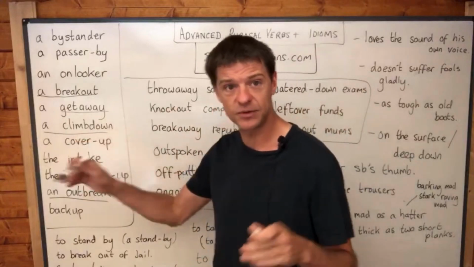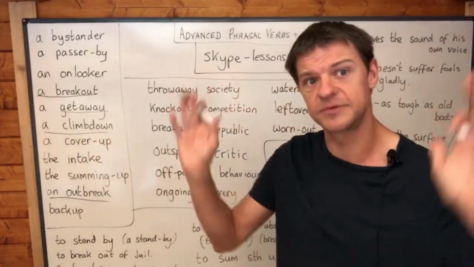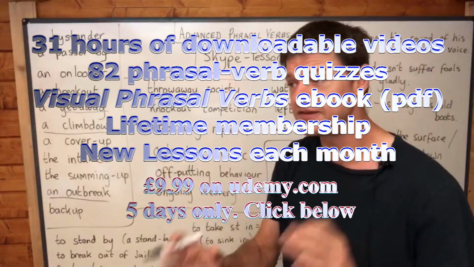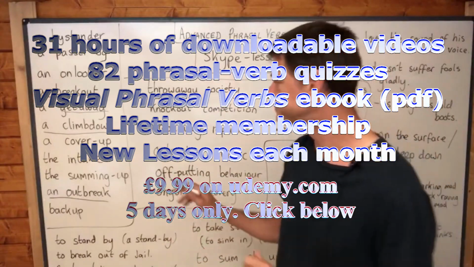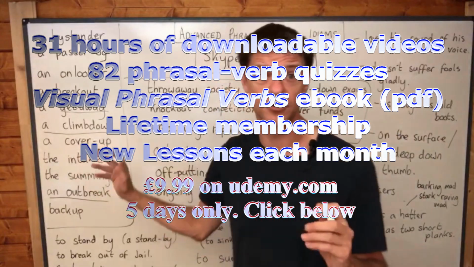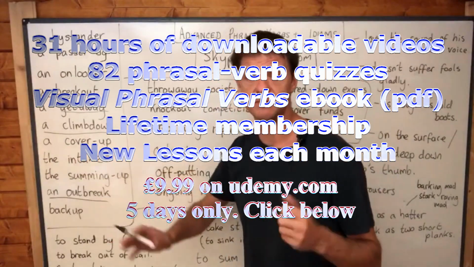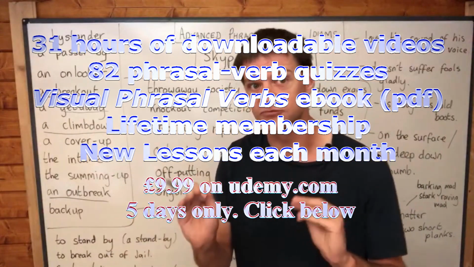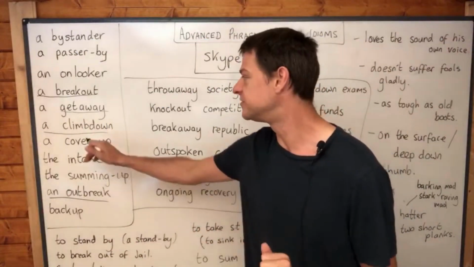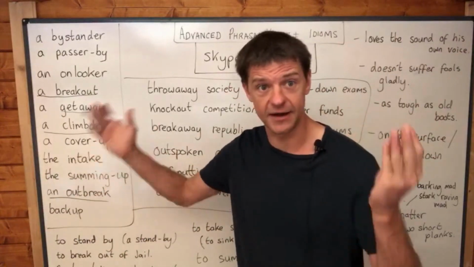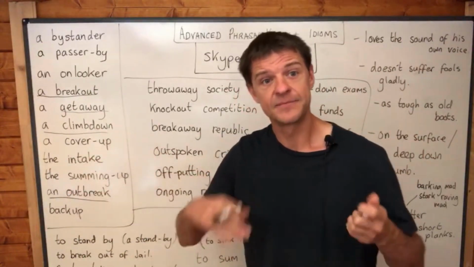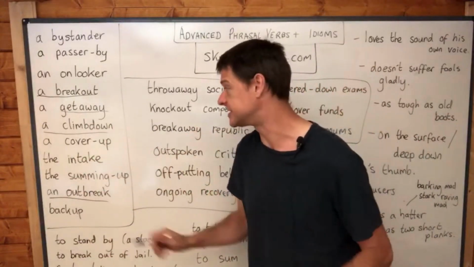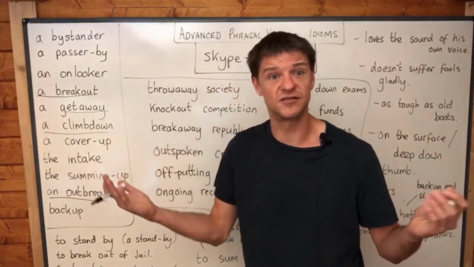So a climb down is when you reverse your position and accept that what you previously believed in or what you previously supported was wrong. Okay, a cover up, I think a lot of people know this one. If you cover something up, then you actively try to deceive the public about what really happened. And so conspiracy theory is really the area we're talking about here. If the government tries to cover something up, they try to hide the truth about it. And a cover-up is usually a conspiracy.